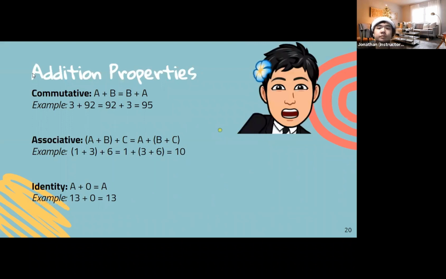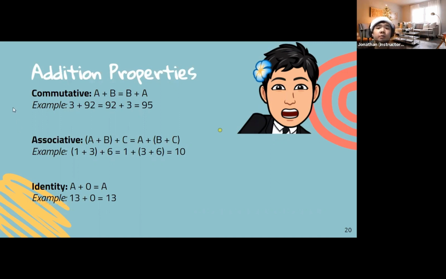So let's start with addition, right? So we have addition properties, and we have the commutative operation. What this means is that in addition, if you add 2 numbers, a plus b, it equals b plus a. So you can switch around the numbers. For example, if I add 3 plus 92, I'll get 95. If I add 92 plus 3, it's 95 as well. So when you flip around the numbers in addition, it doesn't matter because it's always going to be equal. That's what commutative means. You can switch the numbers around and you will get the same answer.